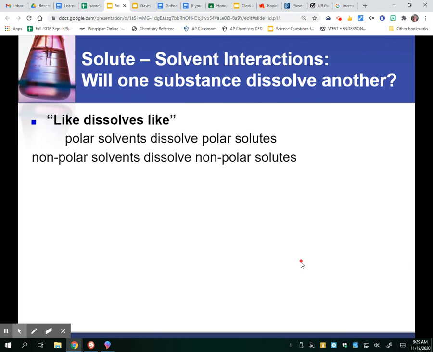Another example of this would be trying to remove the adhesive off of a sticker when you buy something and you want to remove the price tag. Sometimes that can be really, really difficult. Adhesive tends to be nonpolar, so you can use, if it's safe on whatever product we're talking about, WD-40, which is a fantastic nonpolar solvent, and it will dissolve the adhesive, and then you can just scrape it off, and it actually works really well. All right, so like dissolves like, polar dissolves polar, and nonpolar dissolves nonpolar.